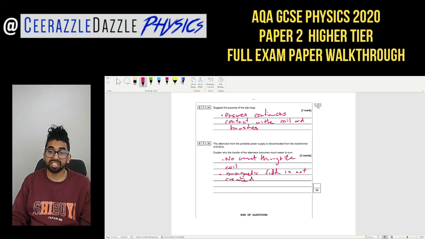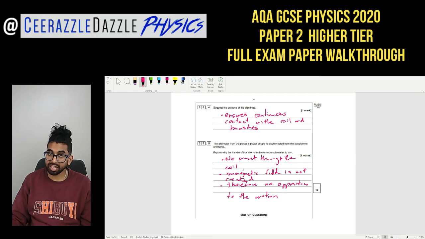And if there's no magnetic field, there won't be any opposition to the motion. Therefore, no opposition to the motion. Yeah, this last point is really tricky because there's a magnetic field generated in the coil which opposes the motion, but now because you turn off the current, there is none of that force trying to oppose it.